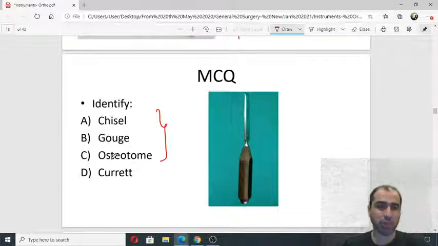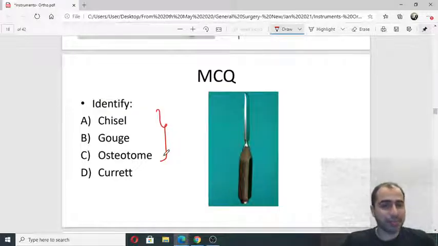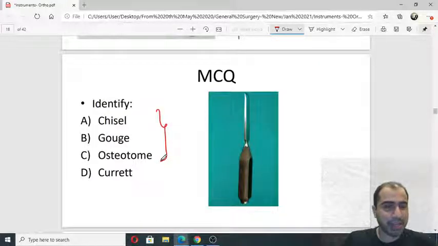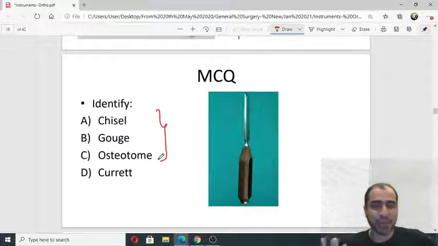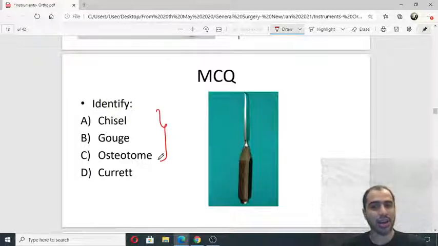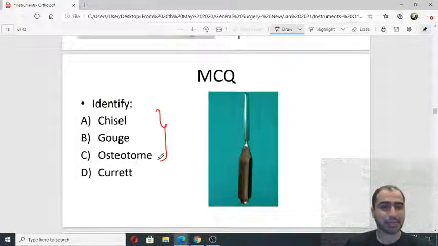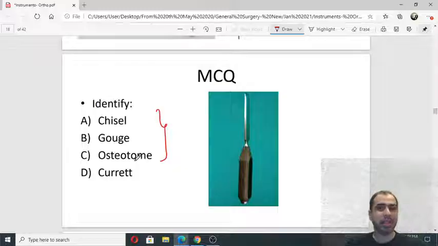Chisel, gouge, osteotome, curette. What is common to all of these three? Anybody? It seems like you are not even MBBS students. At least you should know common things of orthopedics. Yes, anybody? What is common to these three? Chisel, gouge, osteotome. If I keep the three, one beside the other, one thing is common to all three. What is that?